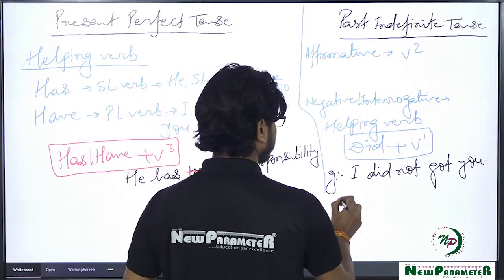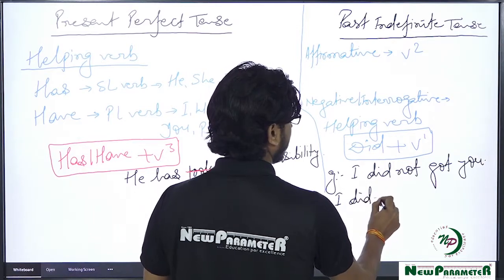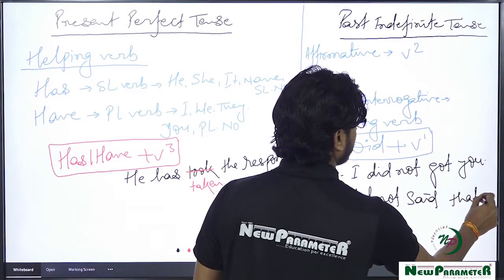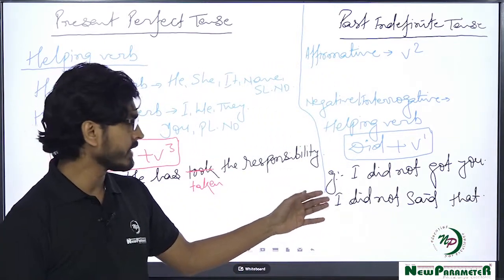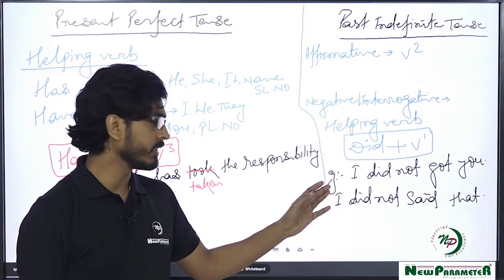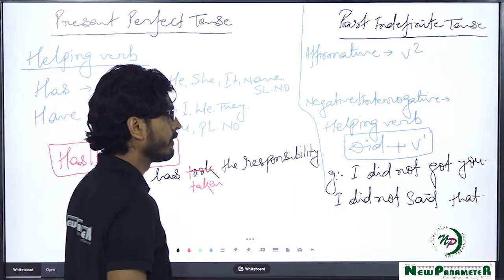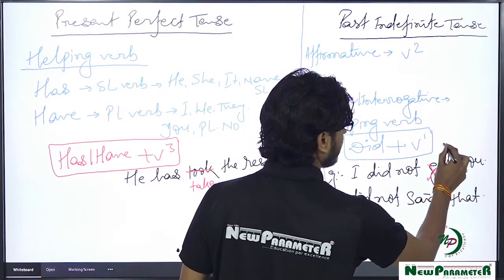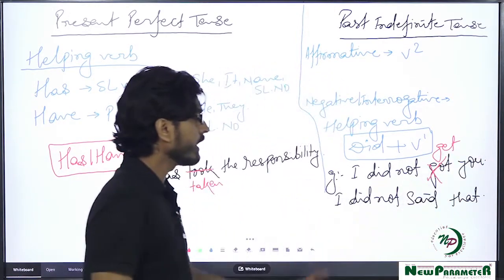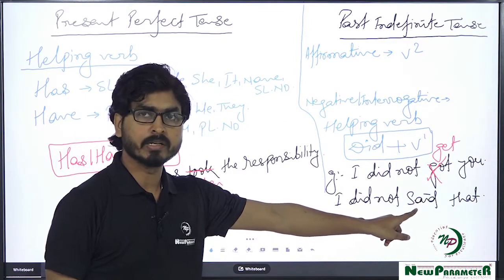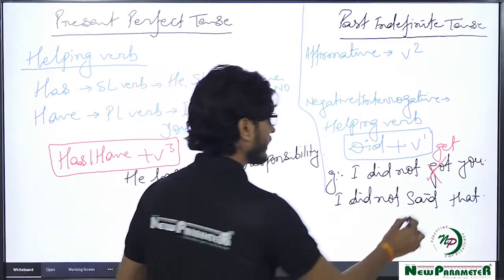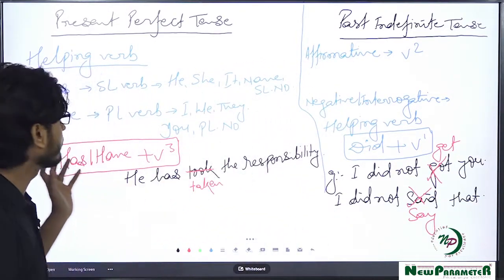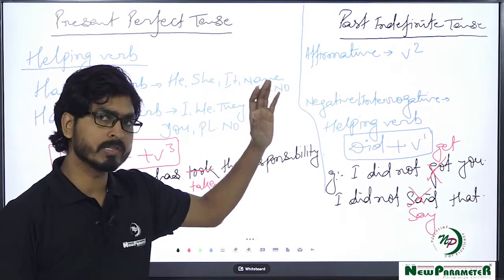We also say, I did not said that. Now you tell me whether these sentences are correct or not. Absolutely, they are not correct, because we know after did we have to use the first form of the verb, so it should be get, and here it is said, this is the second form of a verb, so again it should be say. So these are the structures of present perfect and past indefinite. Now we'll see the use.